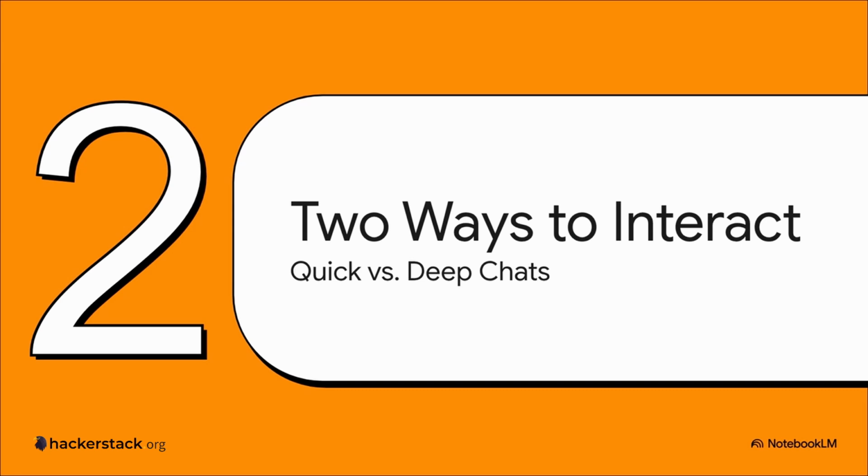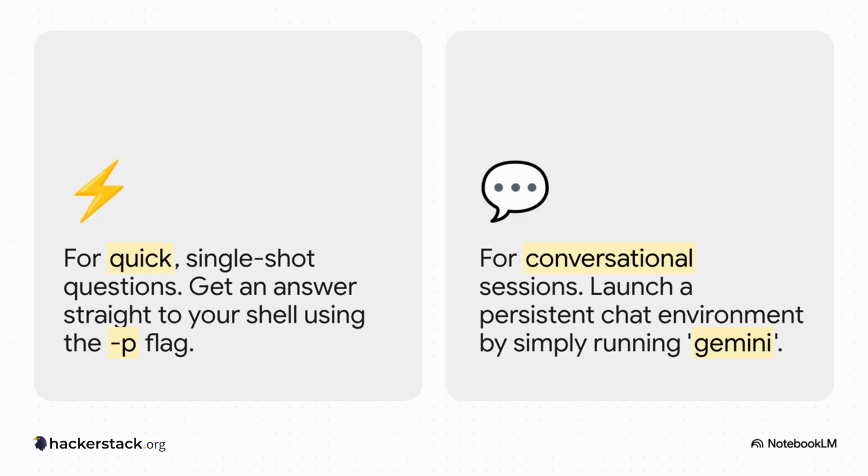Okay, so how do you actually use this thing? Well, there are basically two different ways to go about it, and each one is perfect for a different kind of task. It really boils down to these two modes. On the left, you've got the non-interactive mode. This is for those quick one-and-done questions. You just use the -p flag, ask your question, and bam, you get an answer printed right to your shell and you move on.